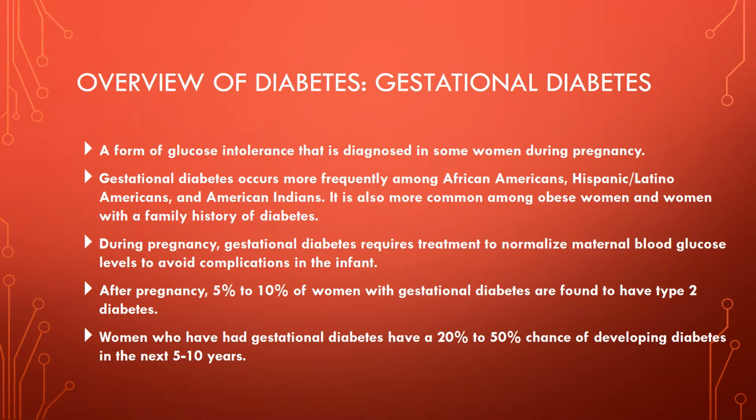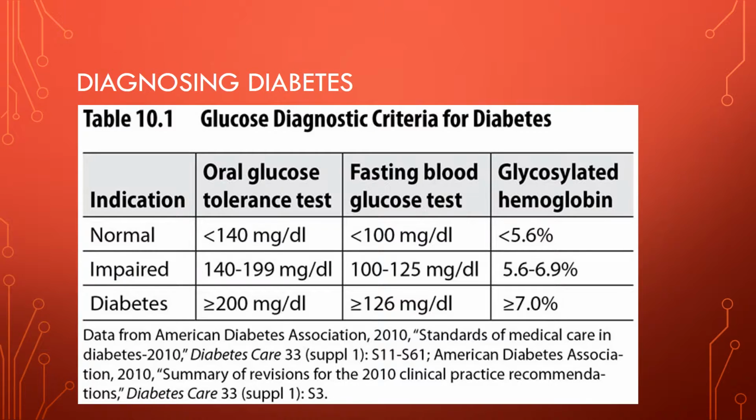And then they have a 20 to 50% chance of developing diabetes within the next 5 to 10 years. So certainly avoiding gestational diabetes is important. So how do we know if someone has diabetes? This is the diagnostic criteria.